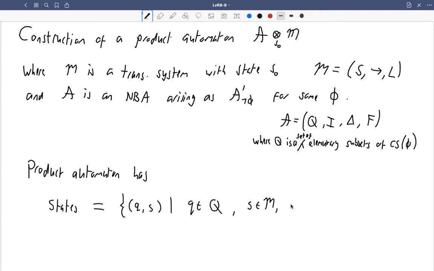And what we ask is that if we take the atoms, so the atomic formulas, the propositional atoms from the set Q, then the set of atoms is exactly the set of atoms that we get in the state S, in the labeling function of the state S. We're only interested in those atoms that are in the complemented subformulas of phi. Okay, so that's the product automaton, that's its states.